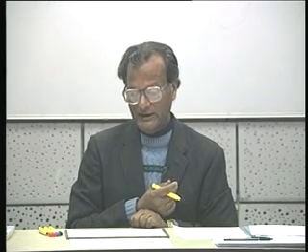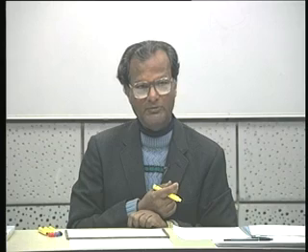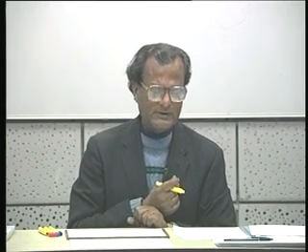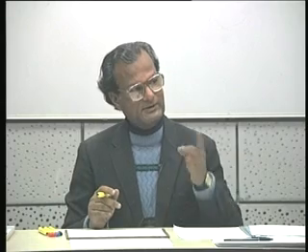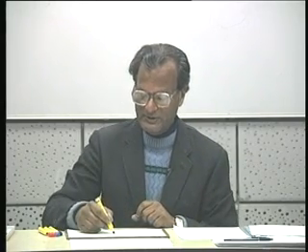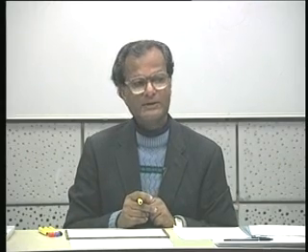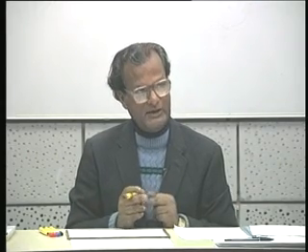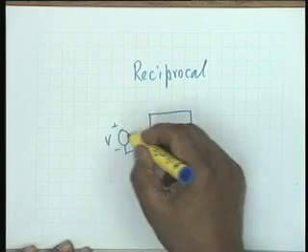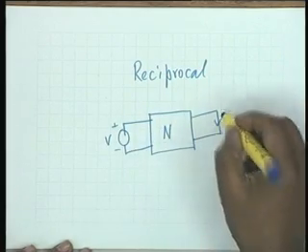Let me repeat. We have given different terms to cause and effect. We have said cause is an excitation and effect is a response. So let's redefine it in terms of excitation and response. Okay, a reciprocal network N is one in which if the excitation and the response are interchanged, the relationship between them does not change. For example, if you connect a voltage source here and measure, let's say, the short circuit current I.